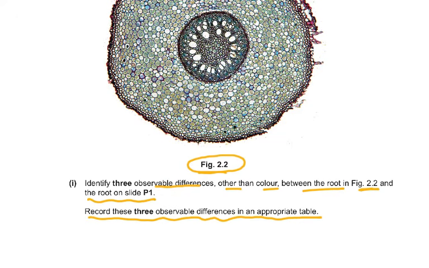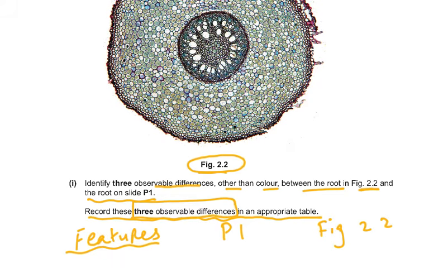Now there's a very important rule that we follow, that the first column has to be features, then you can say slide P1, and then you can say figure 2.2. You can do it in any order, but the features must come first, and then P1, and then figure 2.2. Whether you write figure 2.2 before or P1 doesn't really matter. So you have to do the observable difference. Observable means you're not going to talk about something which you are imagining or which you can't see, like that it is cylindrical. You can't see it's cylindrical. It's just a transverse section.